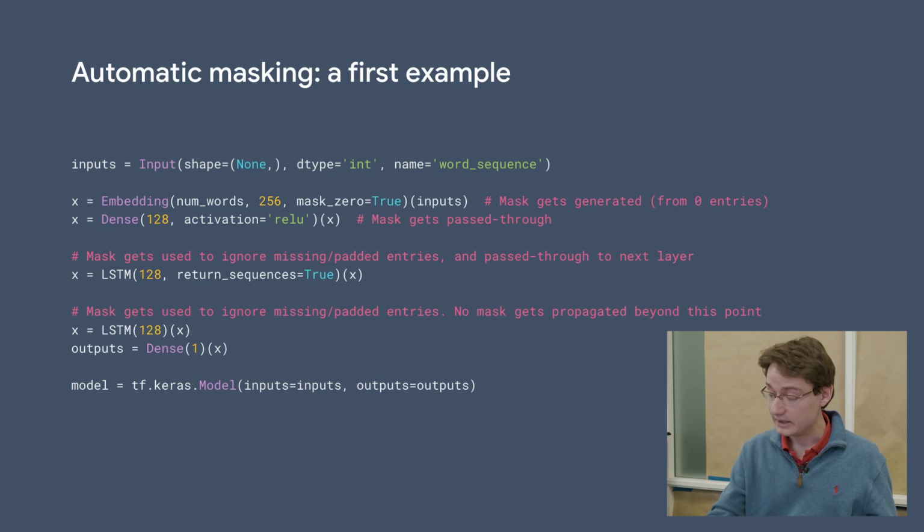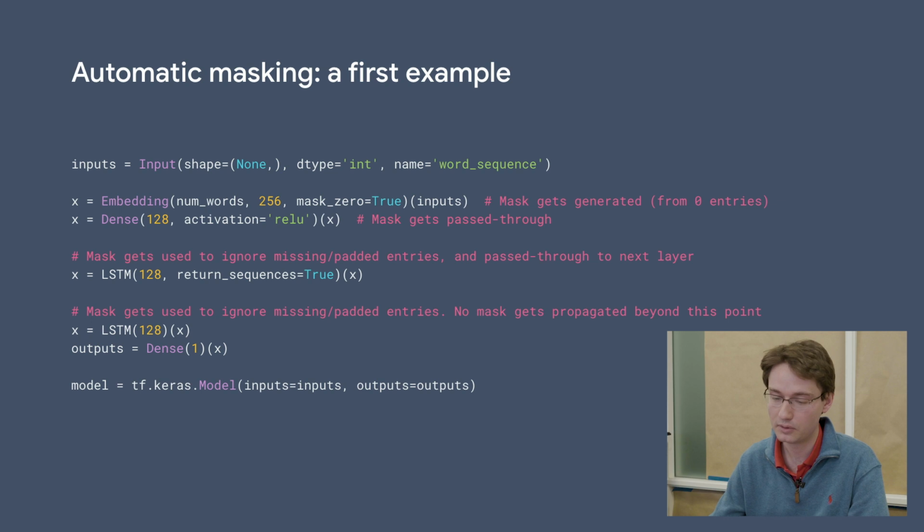And then one neat feature is automatic masking. So let's go over that in detail. Here's just a simple end-to-end example. You start from an input object that's going to be a variable length sequence of ints. It's called word sequence. So it's just going to be a sequence of word indices. You embed it with this embedding layer. And in the embedding layer, you specify mask_zero equals true. So this layer is going to be generating a mask using 0 entries in any data you're going to be passing along this graph connection.